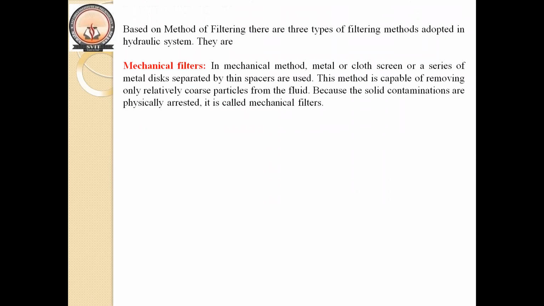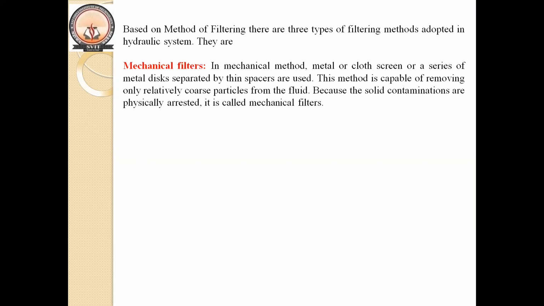Based on method of filtering, the filters are again classified into three types. The first one is the mechanical filter. In this filter, usually they use a metal or cloth screen or a series of metal discs separated by thin spacers in order to filter the unwanted particles or impurities present in the fluid. By using this filter, only large size or coarse particles can be removed.